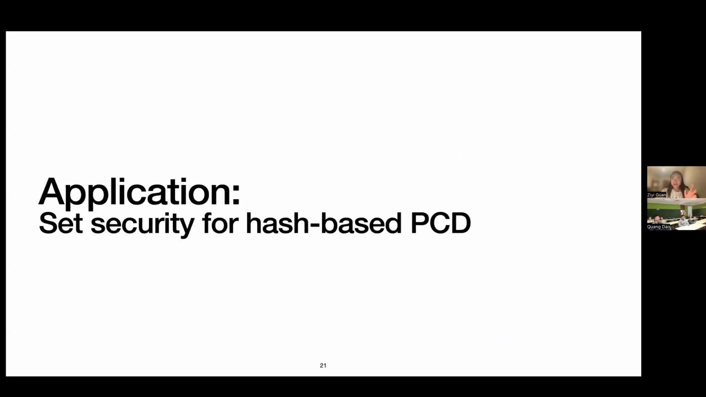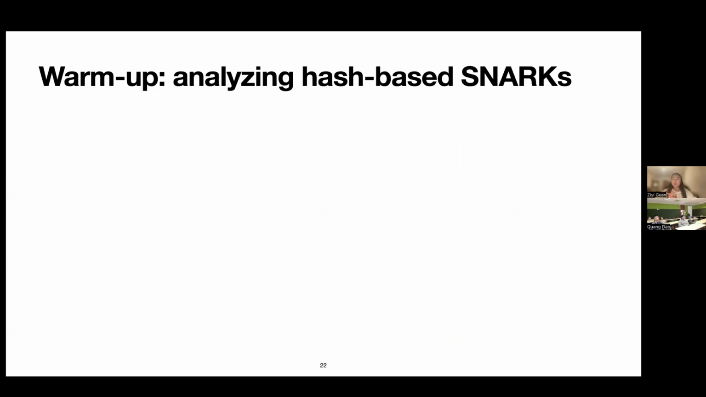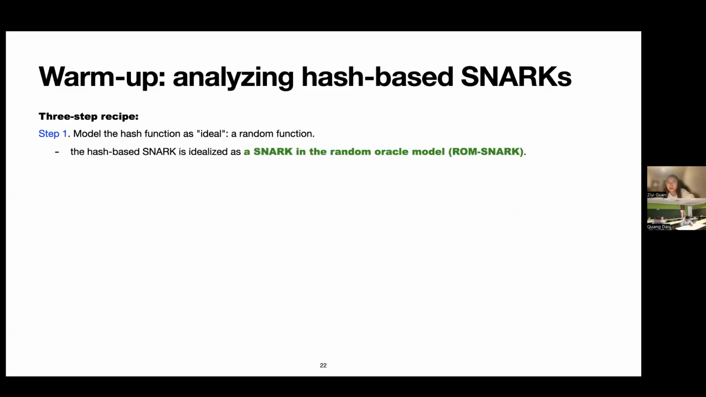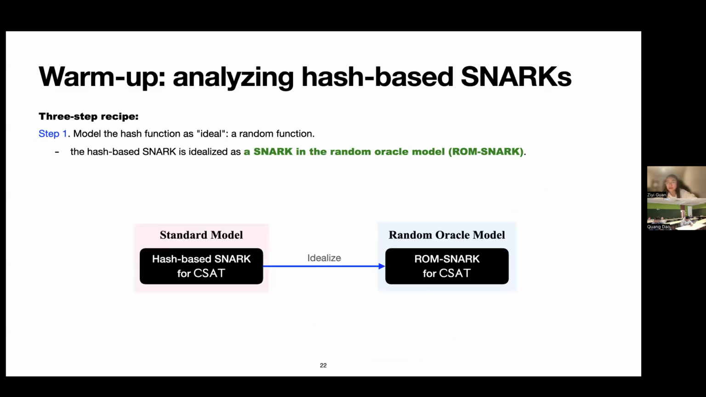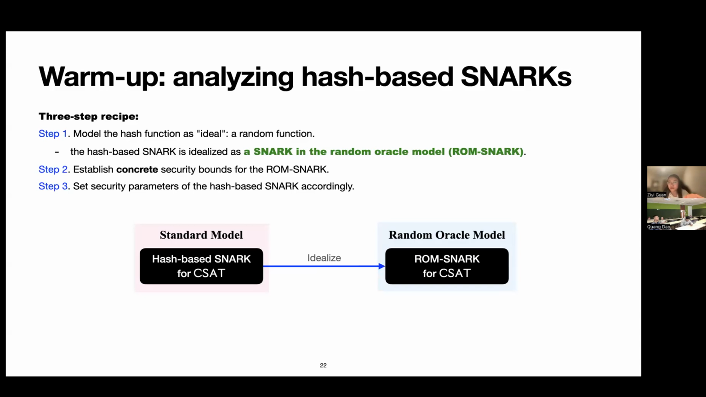If there is no question, I'm going to take the last few minutes and explain how we can use our theorem in practice to set security for hash-based PCD. Okay, let's first do a warm-up. How do we set parameters for hash-based SNARKs? This is a very established three-step recipe. We model the hash function as an ideal function, a random function, and we idealize the hash-based SNARK as a SNARK in the random oracle model, what we call a ROM SNARK. We establish a concrete security bound for the ROM SNARK, and then we set security parameters for the original hash-based SNARK according to our concrete security bound.